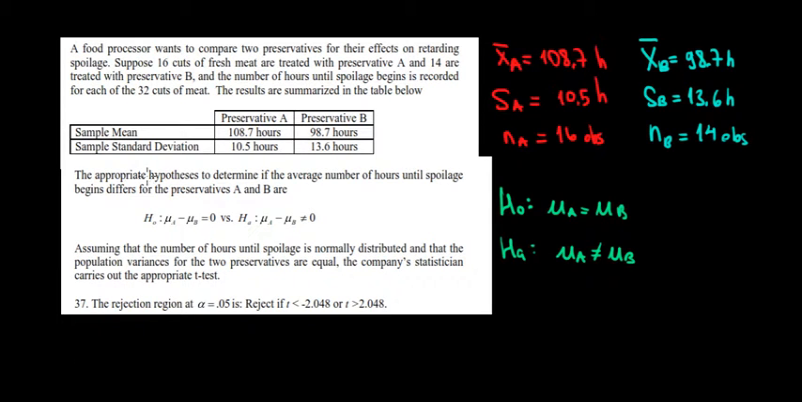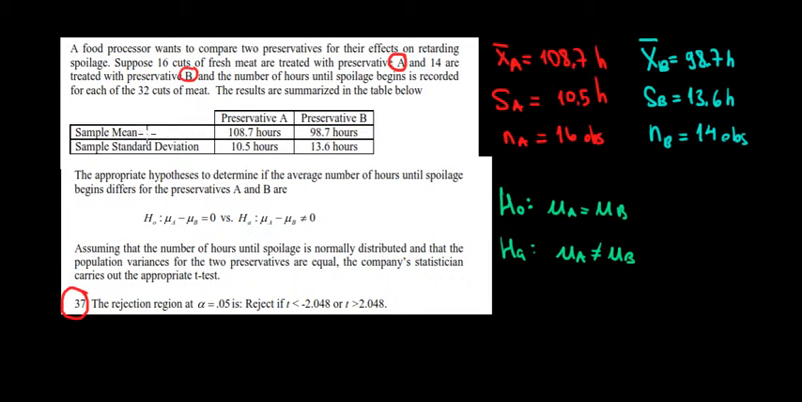Let's have a look at question 37 in this video. So we have a food processor that wants to compare two preservatives for the effects of retarding spoilage. Now we have 16 cuts of meat that are treated with preservative A and 14 are treated with preservative B, and the number of hours until spoilage begins is recorded for each of the cuts of the meat. So we have them here.